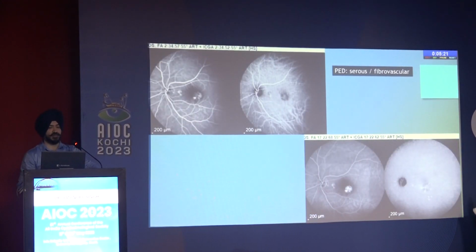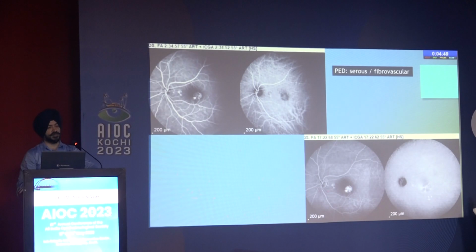So PED can be serous or fibrovascular, and on FFA everything will look white and hyperfluorescent, but ICG will pick up serous PED as a hypofluorescent area. If there is hyperfluorescence within that lesion, it would be the fibrovascular component. So within the serous PED, sometimes you can have patchy hyperfluorescence on ICGA, which detects the fibrovascular component of the PED.